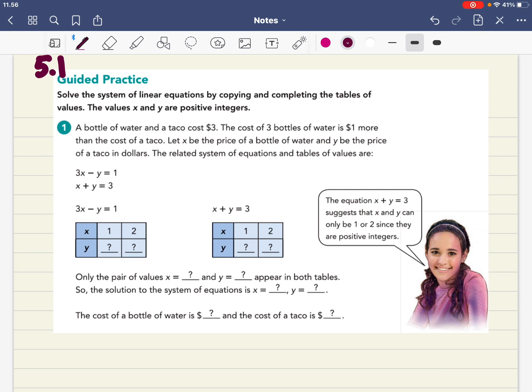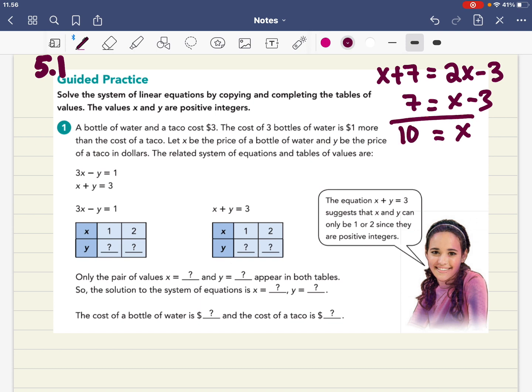only one variable to solve, right? For example, we have x plus 7 equals to 2x minus 3. And then we can solve for x here, right? So let's say we're going to subtract x on both sides. That would be 7 equals x minus 3. And then add 3 on both sides. We get x equals to 10.